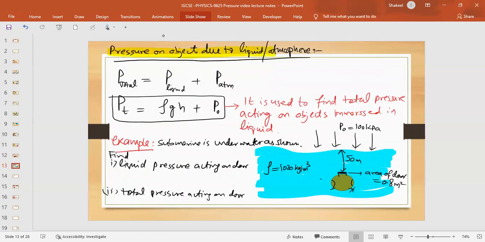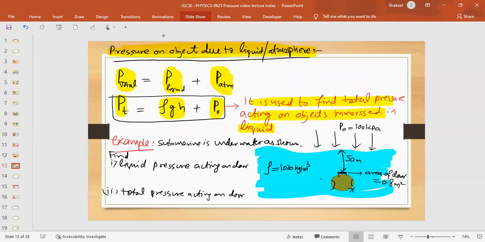Now let's look at the pressure on an object due to liquid and atmosphere together, the combined pressure. The combined or total pressure acting on an object is equal to liquid pressure plus air pressure. So the total pressure is rho g h plus P naught. It is used to find the total pressure acting on an object submerged in a liquid.